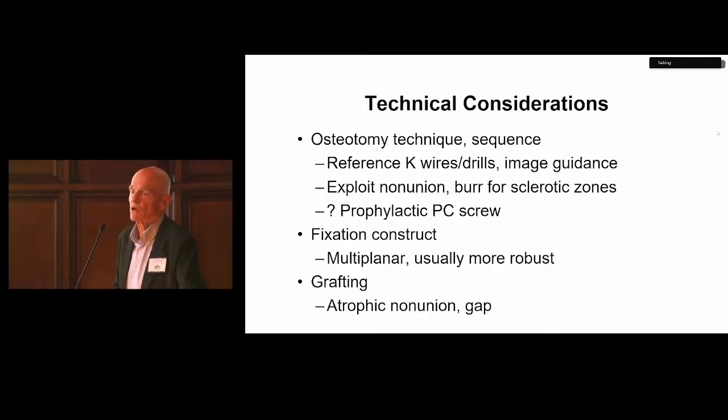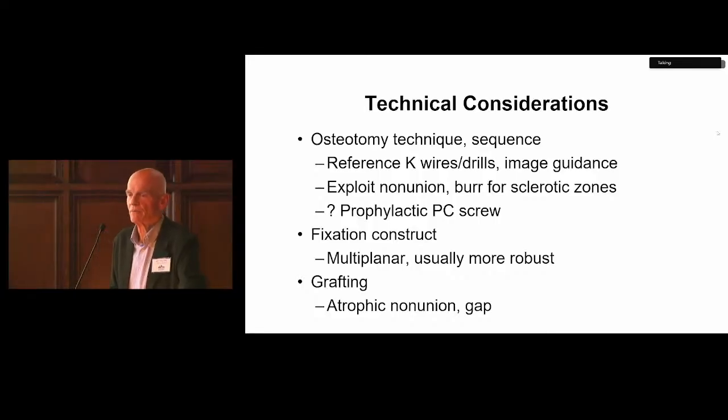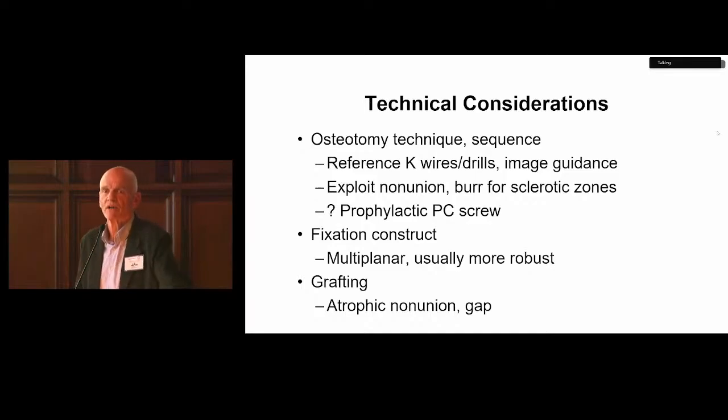And so you want to go slow. You're going to try to always use the non-union site. And if you've got a sclerotic, healed innominate cut, then I will typically go above that where the bone is softer. And even though everybody's talked about doing a prophylactic posterior column screw, I've never had the judgment to know when I'm going to do it, so I always end up doing it after the fact.